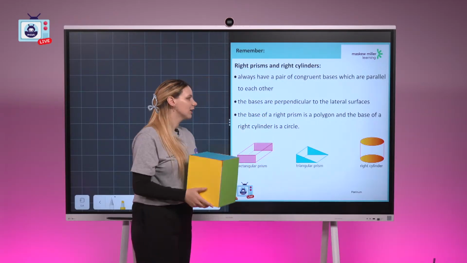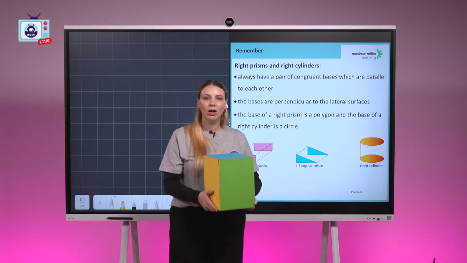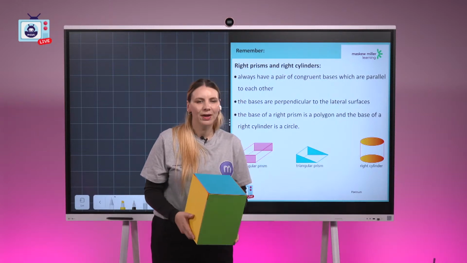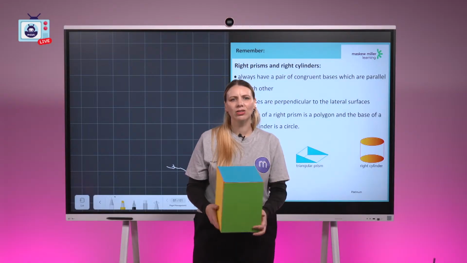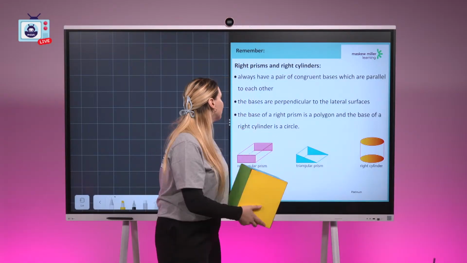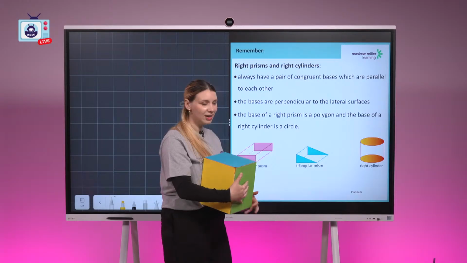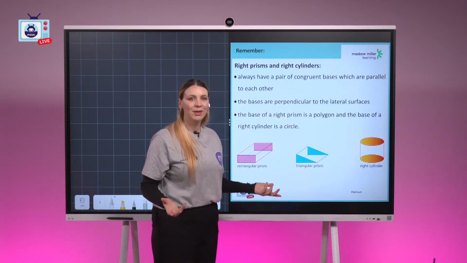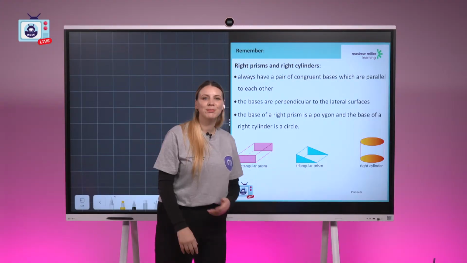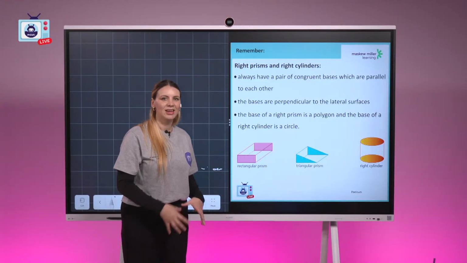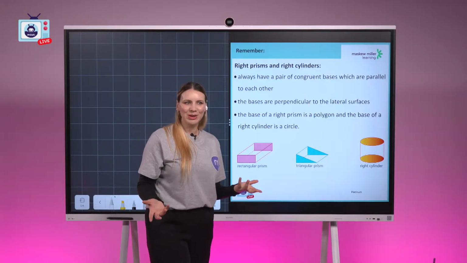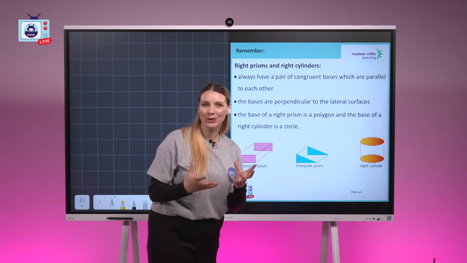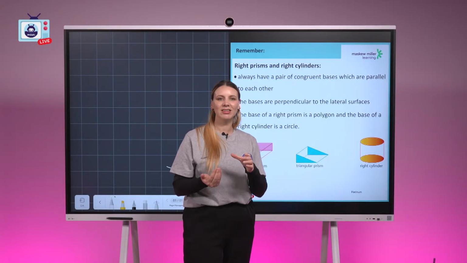The base of a right prism is a polygon. A polygon is a 2D shape, like a square, a rectangle, or a triangle. And so the base of a right cylinder is a circle. The base of a triangular prism is a triangle, and the base of a rectangular prism is a rectangle. And the other one that we know and love is a cube. A cube, the base is a square.